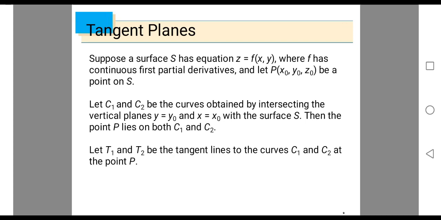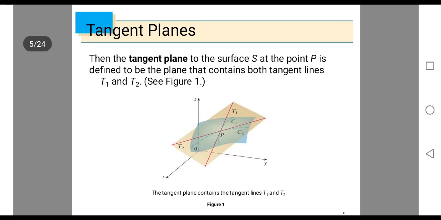Now let T1 and T2 be the tangent lines to the curves C1 and C2 at the point P. So now it's really easy. We take two tangent lines, one is T1, the other is T2, and these tangent lines are to the curves C1 and C2 at the point P. We just have a look over here; in the next slide, we have this particular graph.